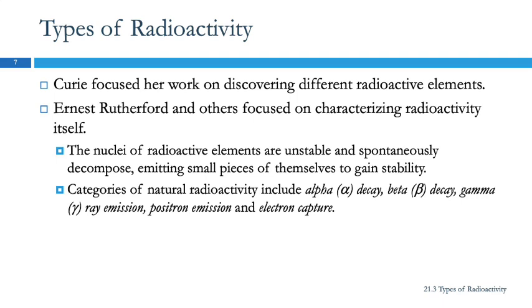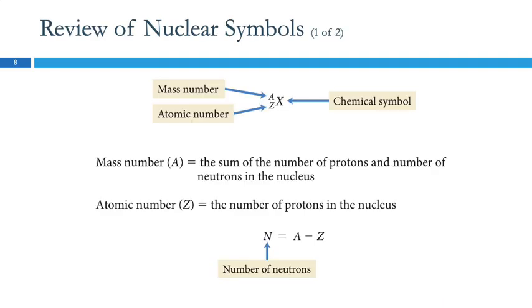And there are different categories. There's alpha decay, beta decay, gamma ray emission, positron emission, and electron capture. And we'll talk about all three of those. Before we do that, let's review nuclear symbols, which we learned in Chem 1A.